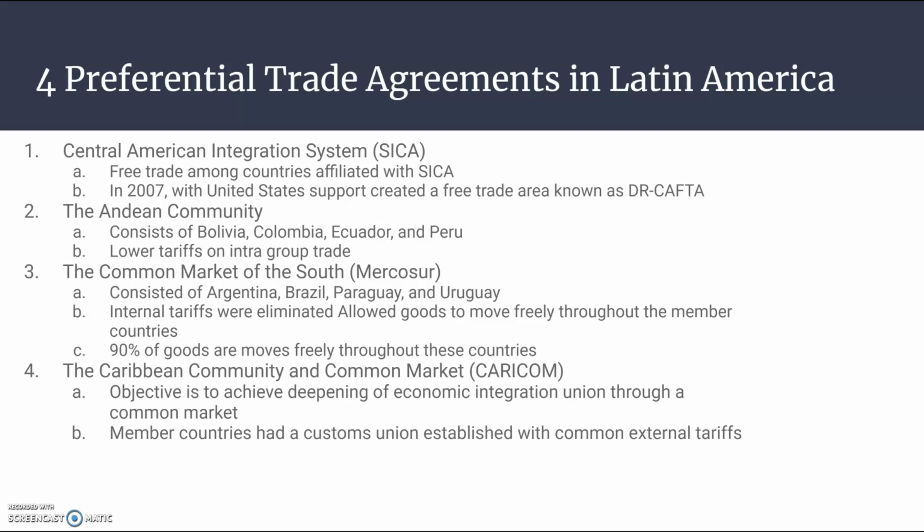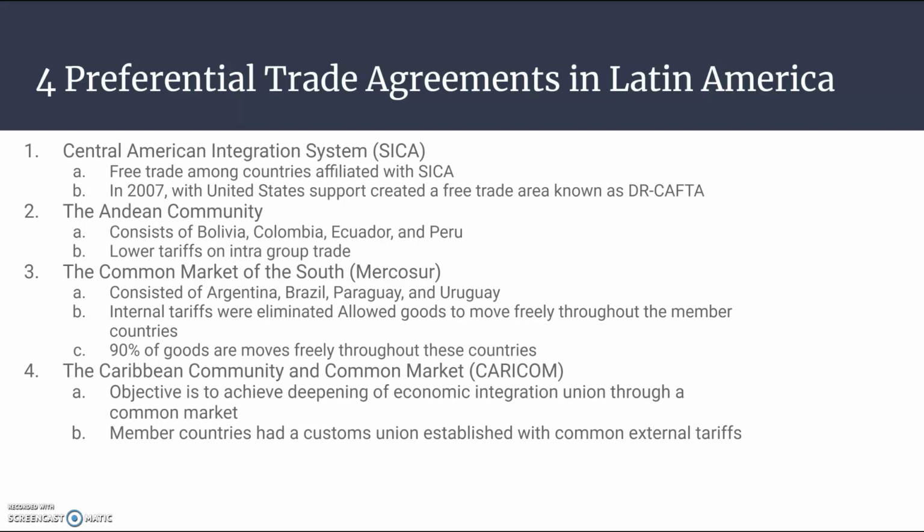Similar to SICA, the Andean Community, which is the next trade agreement, consists of Bolivia, Colombia, Ecuador, and Peru. These countries have the same thing in mind, where they're lowering tariffs on intra-group trade and making it easier for these countries to work together.